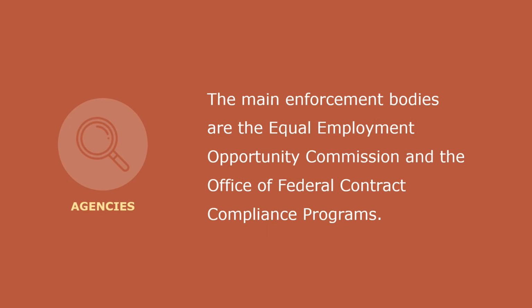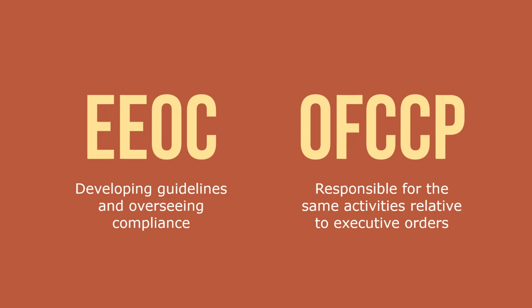Two main enforcement bodies for EEO laws are the Equal Employment Opportunity Commission, known as the EEOC, and the U.S. Department of Labor, or DOL, in particular the Office of Federal Contract Compliance Programs, known as the OFCCP. The EEOC is responsible for developing guidelines and overseeing compliance with most anti-discrimination laws. The OFCCP is responsible for the same activities relative to executive orders.